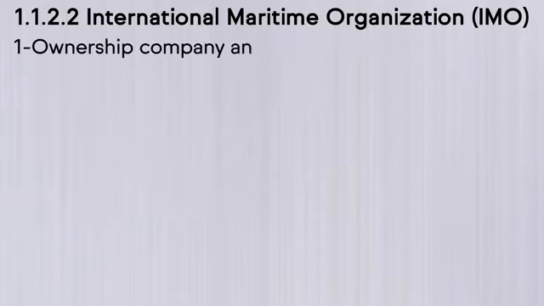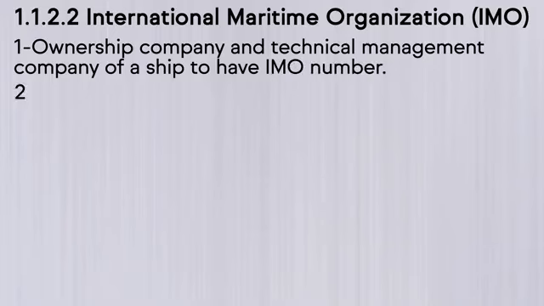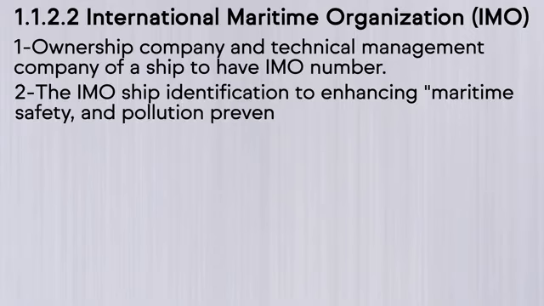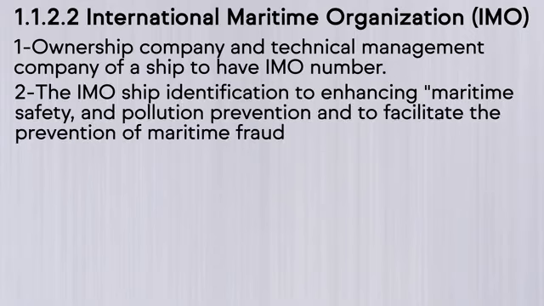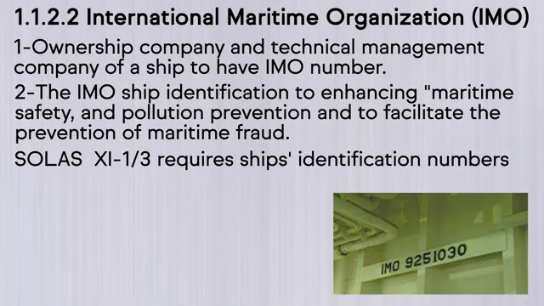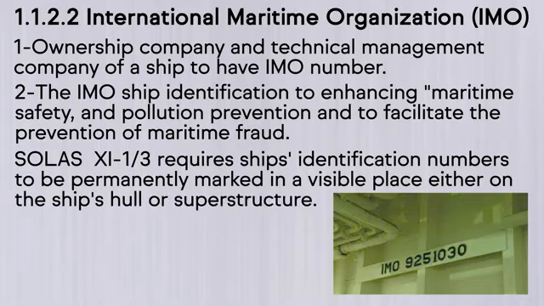The ownership company and technical management company of a ship are to have an IMO number. The IMO ship identification aims at enhancing maritime safety and pollution prevention and facilitating the prevention of maritime fraud. SOLAS, Chapter 11, Part 1, Regulation 3, requires ships' identification numbers to be permanently marked in a visible place, either on the ship's hull or superstructure.